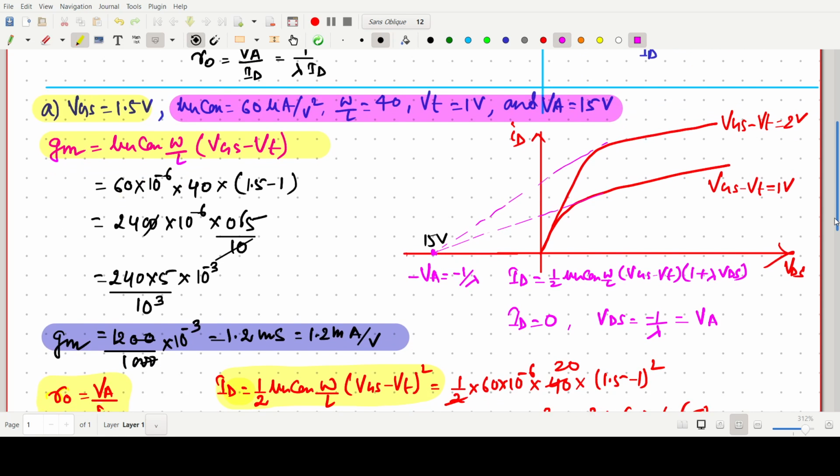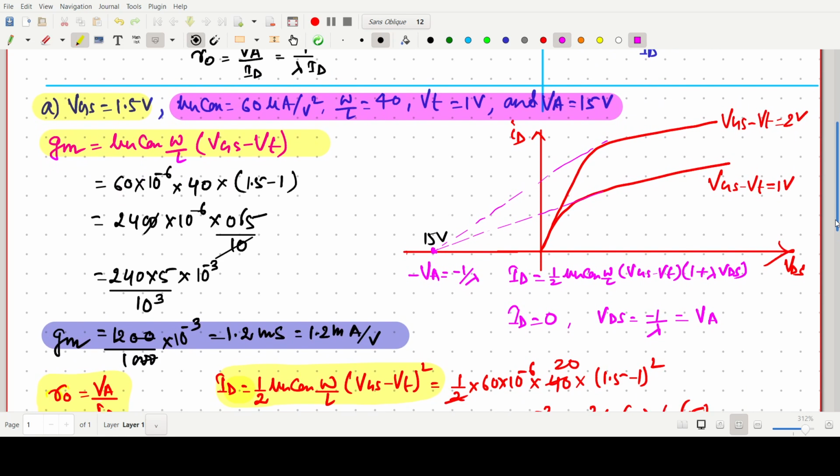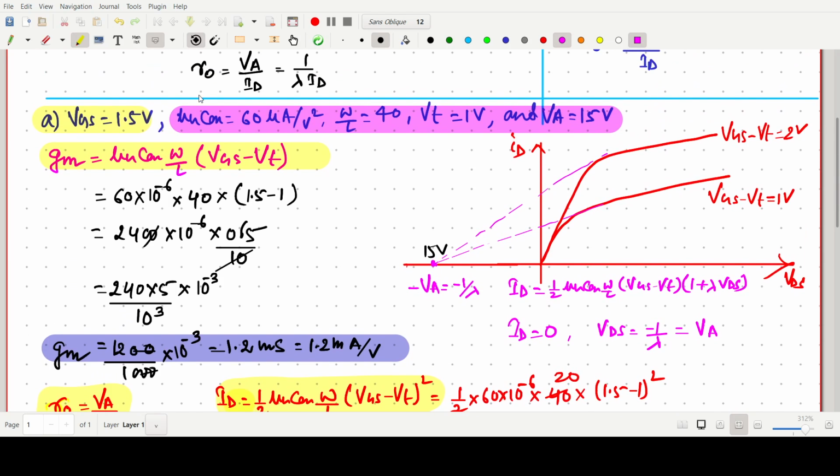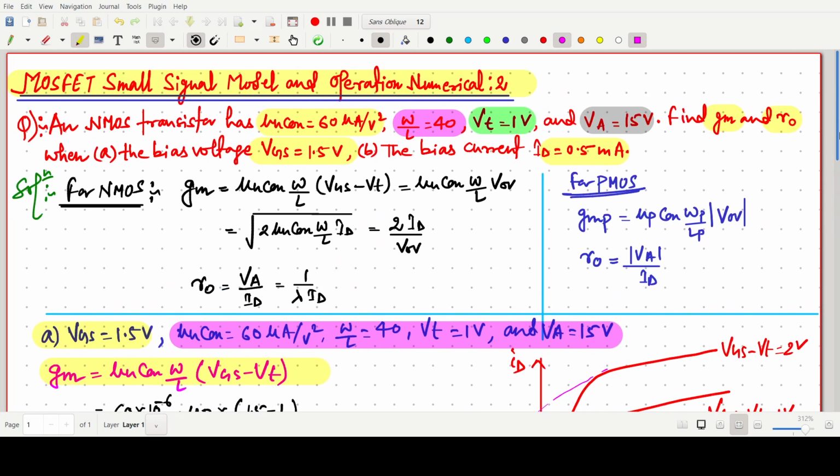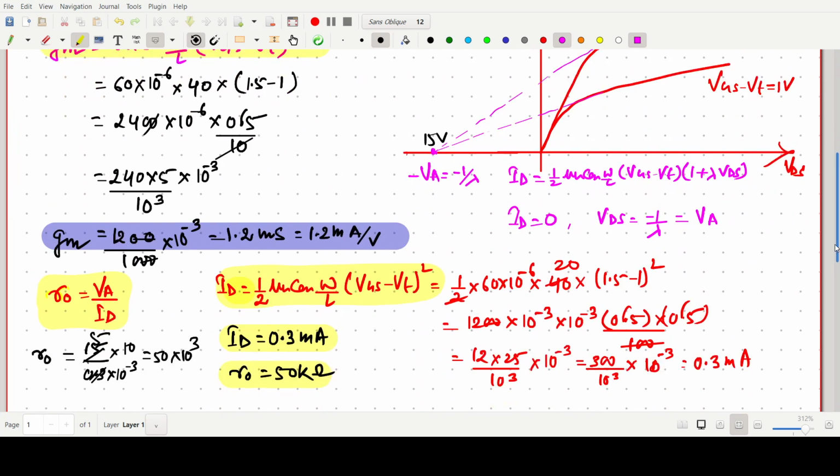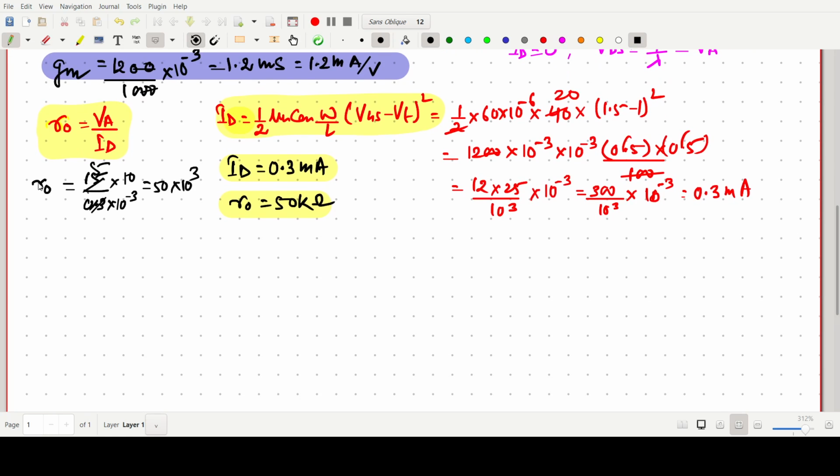Now we have to do it for the other. In the question now bias current, now ID is given. In the second part, ID is given 0.5 milliampere. Then we have to find gm and r naught.